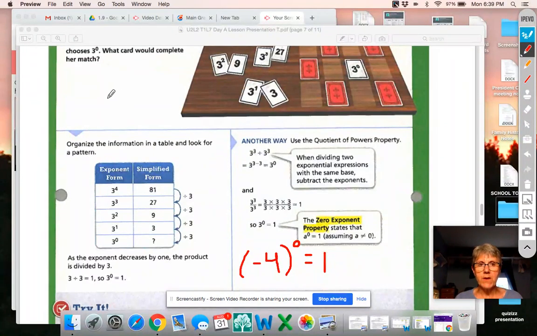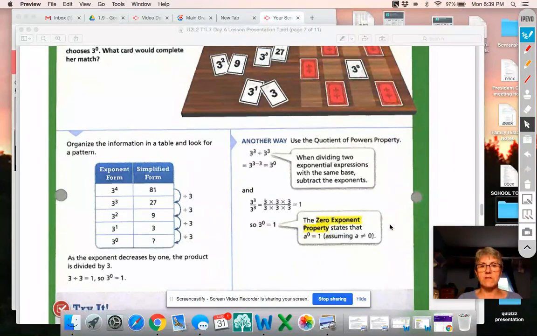If, however, we have negative 4 with no parentheses to the 0 power, then remember order of operations, you do exponents first. Well, 4 to the 0 power is 1, and then you do the opposite of that, so it's negative 1. It's almost as if there's an invisible 0 minus 4 to the 0 power, or 0 minus 1 equals negative 1. So that's where that comes from. So that is the zero exponent property.